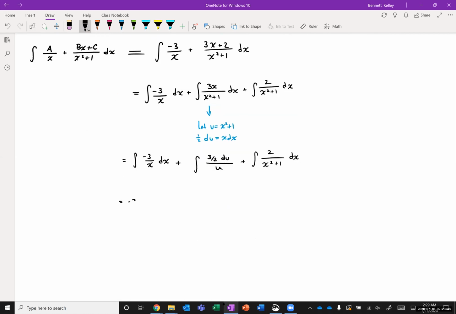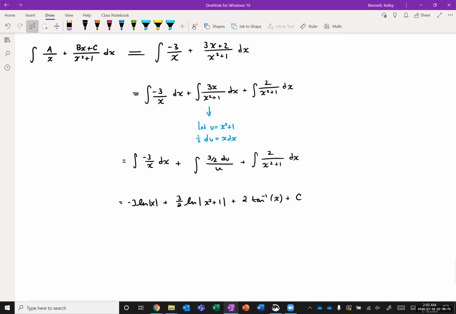So I'm going to get negative 3 ln x plus 3/2 the natural log of u. So u is x squared plus 1. And then this is 2 arctan x plus c. That's it. Good luck. You know where to find me if you have any questions.